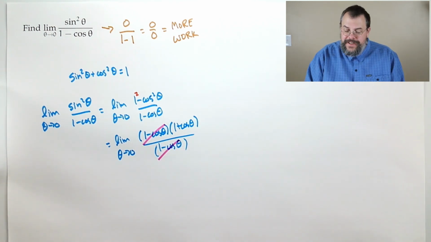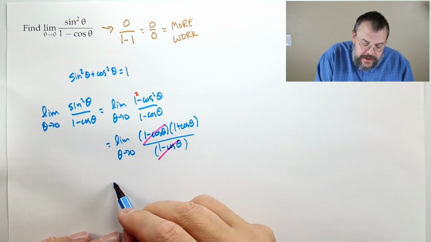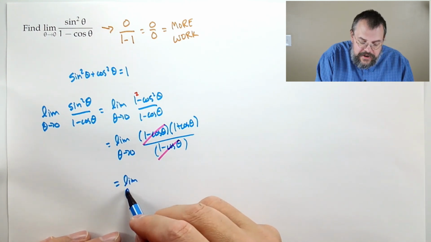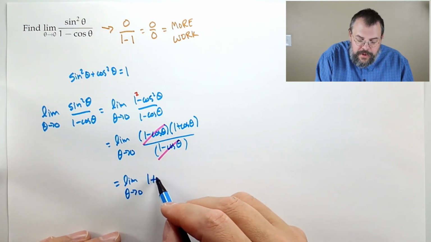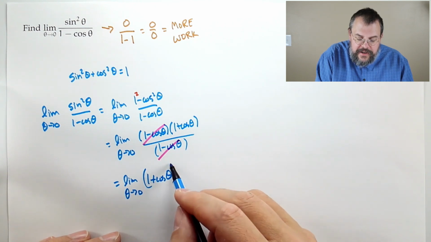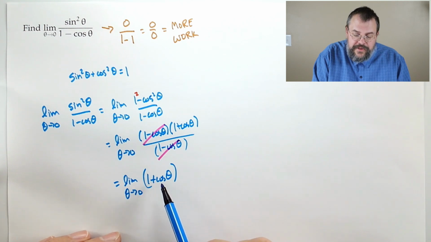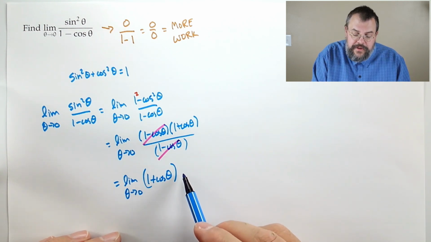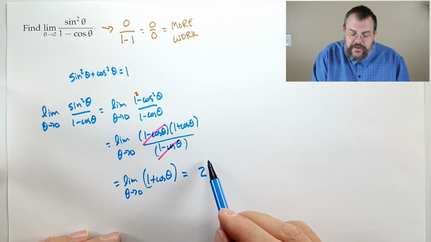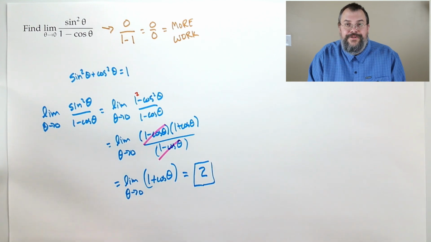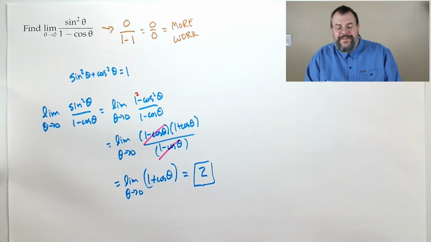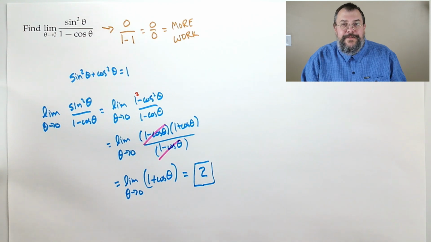So what do we get? We get that this is really the limit as theta goes to 0 of 1 plus cosine theta. Now, what does that do? Well, that's 1 plus cosine of 0, which is 1 plus 1, which means our answer is 2. So that's our limit, 2. Good, good. Limits are fun.